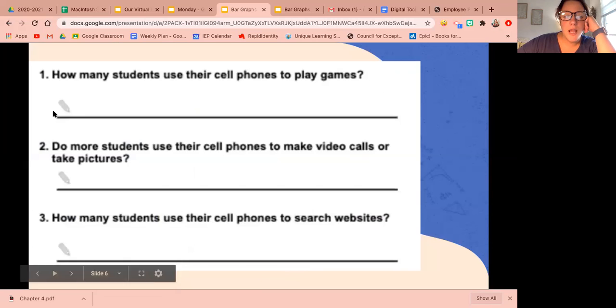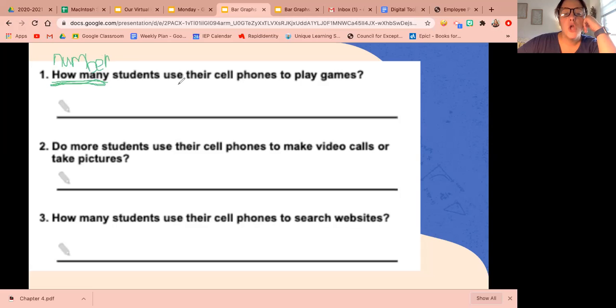First question reads, how many? You know what? I can't help myself. I need to go ahead and draw attention to this right here. How many? Who remembers from all my lessons, when we ask how many, what are we looking for? What kind of answer? We're looking for a number. So it's asking how many students use their cell phones to play games. How many students use their cell phones to play games?